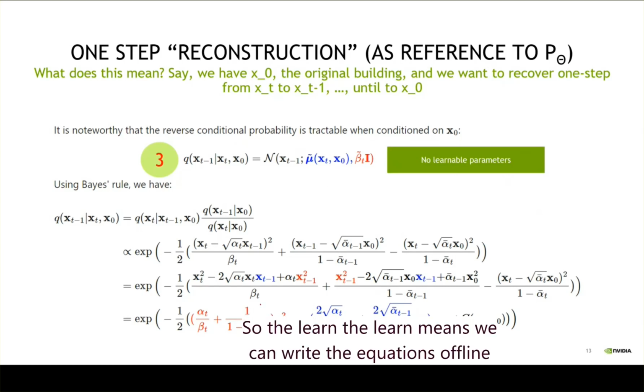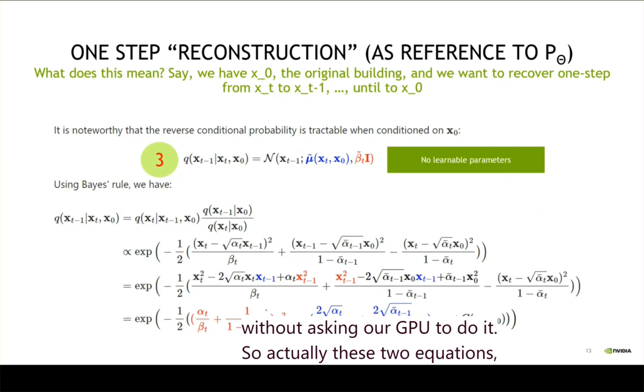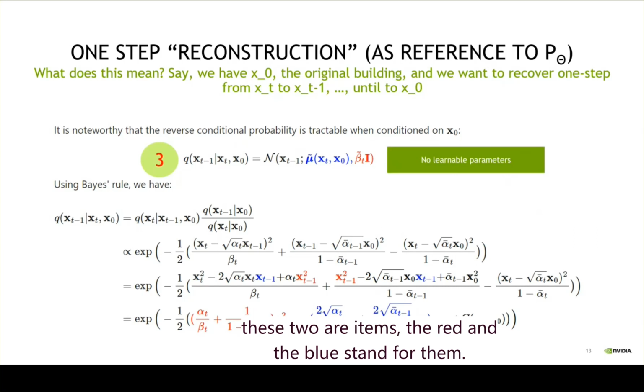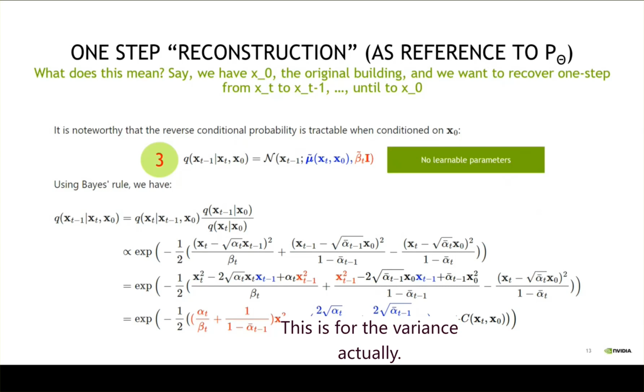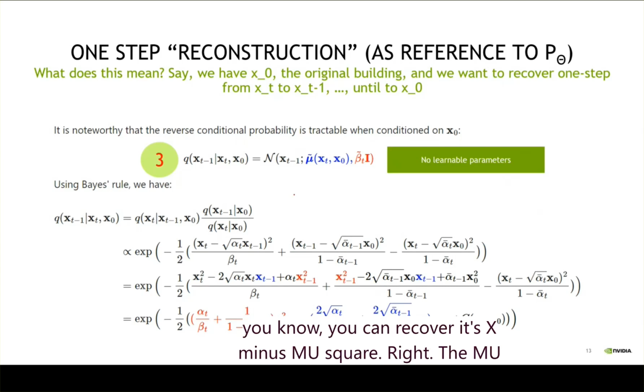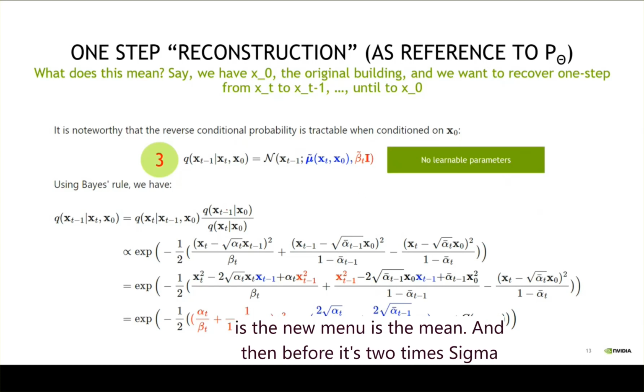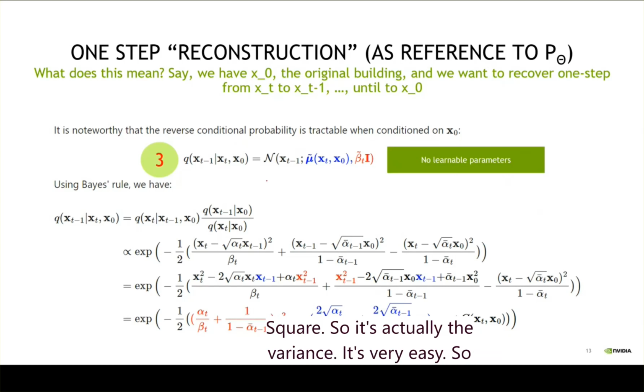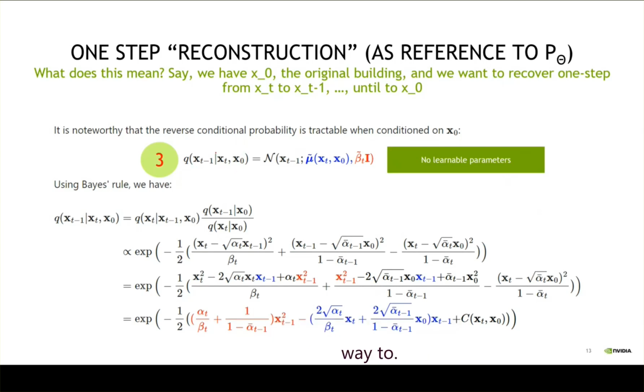So "learn" here means we can write the equations offline without asking our GPU to do it. These two items, the red and the blue, stand for the inverse variance, and this one is for the mean. We multiply by 0.5, and it gives us the mean, right? Because you can recover its x minus mu squared, where mu is the mean. And before it's 2 times sigma squared, so it's actually the variance. It's very easy. Basically, if you learn some Gaussian distribution, you can get this. This is not learnable. It's just a very easy way to obtain the distribution.